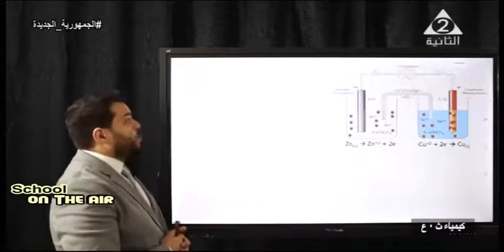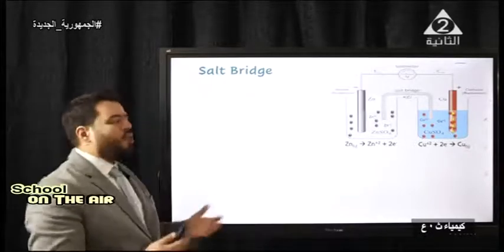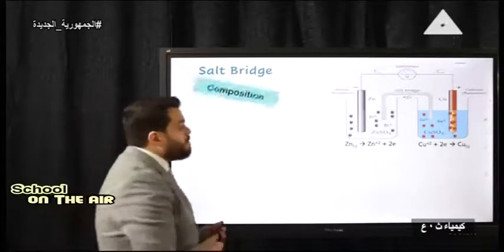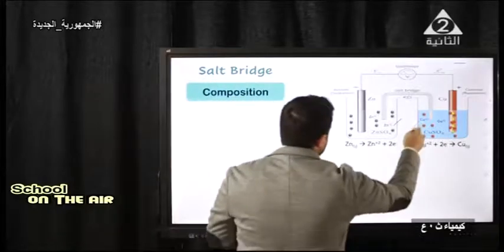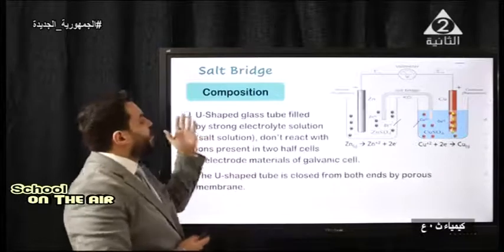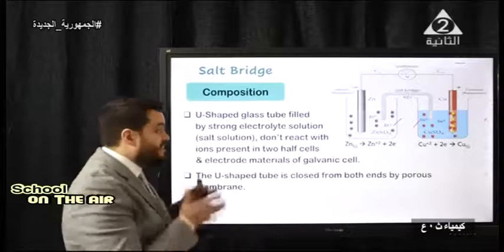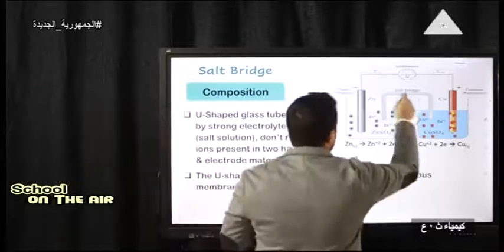Okay, we can talk about a very important component, which is the salt bridge. What is the salt bridge? It's a U-shaped tube that is connecting the two half cells together. So you are going to talk about the composition of the salt bridge: a U-shaped glass tube that is filled with a strong electrolyte.